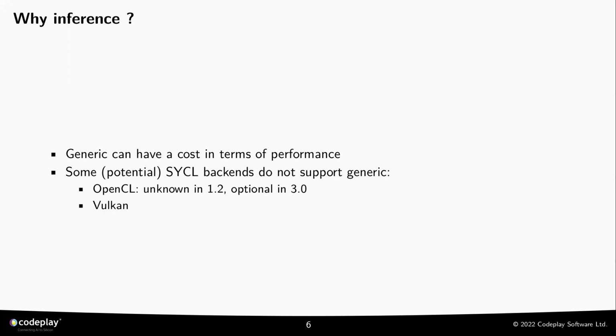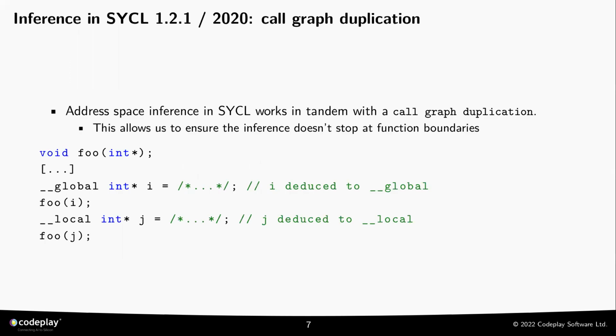So now we've covered the basics very briefly. Let's have a look at the inference mode. The first step here is the call graph propagation, so it works really in tandem with the address space inference. This ensures that inference will not stop at the function boundary.